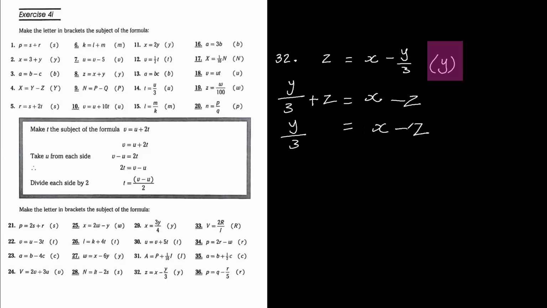Well, sir, I would say the same thing, multiply by 3 over y on the right hand side, multiply the left hand side by 3 over y. The 3's will cancel and the y's will also cancel. So you're left with 1 is equal to 3 multiplied by x minus z.